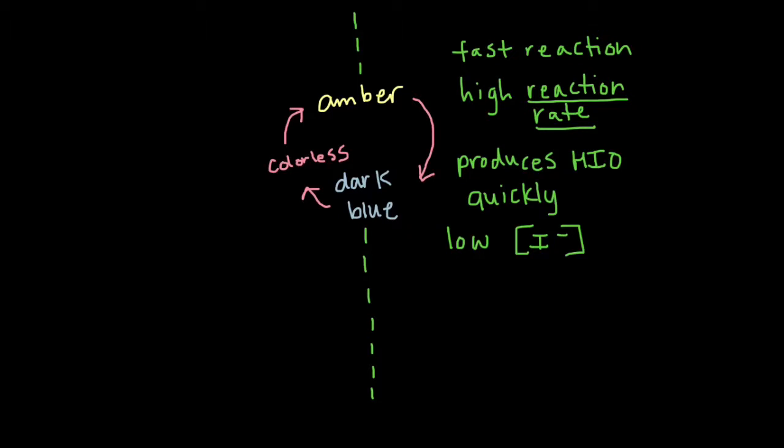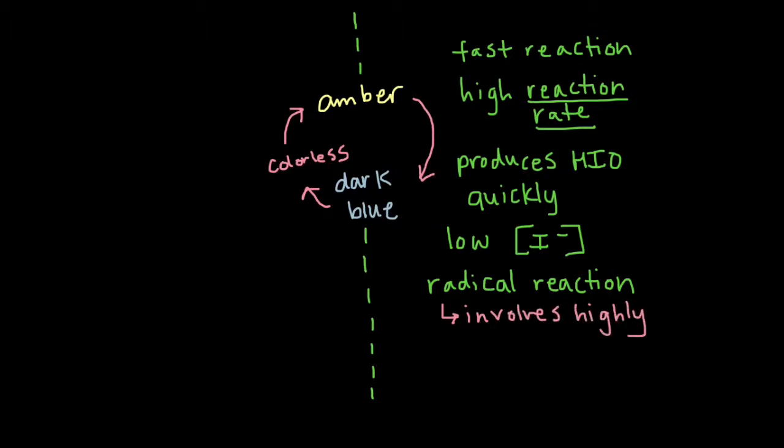This, because the iodine in the solution is reacting, it has a low concentration of iodide, which leads to the dark blue color, because iodide in solution is amber. This part of the reaction is also a radical reaction, which isn't something that we have talked about in class, but it is a reaction that involves highly reactive species. And due to the high reactivity of those species, the resulting reaction is fast.